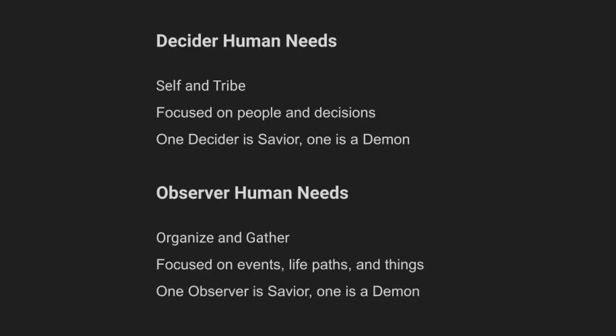Everyone has 2 observer human needs: organize and gather. They are focused on events, life paths, and things in general. We call them the observers because they're concerned with balancing out the unknown with the known to make sense of observations. Unfortunately, only one of your observers is a savior. The other is a demon.